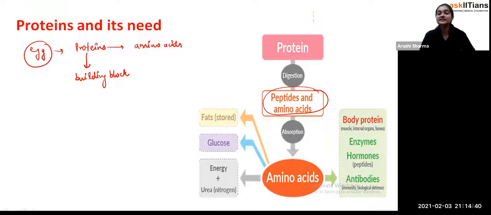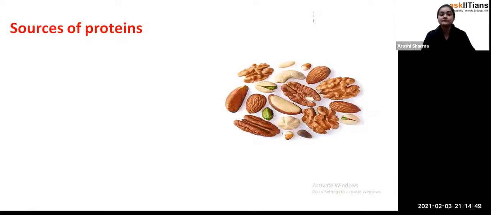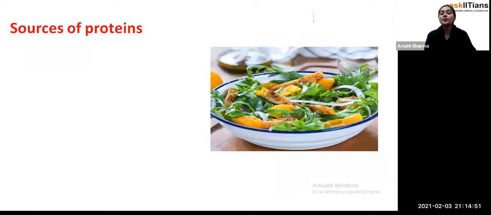Because proteins are the building blocks of our body, and they help us maintain our immunity as well, and they are made up of amino acids. Fine. Now you'll say, ma'am, what are the sources of protein?